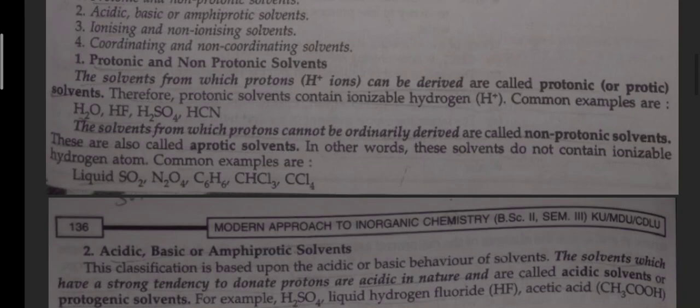The solvents from which protons, meaning H positive ions, can be derived are called protonic solvents. Therefore, protonic solvents contain ionizable hydrogen. Common examples are water, hydrogen fluoride, H2SO4 and HCN. The solvents from which protons cannot be ordinarily derived are called non-protonic or aprotic solvents. In other words, these solvents do not contain ionizable hydrogen, like SO2, N2O4, C6H6, CHCl3, CCl4.